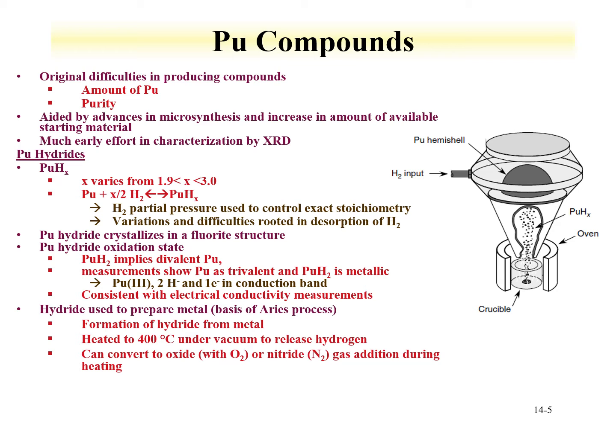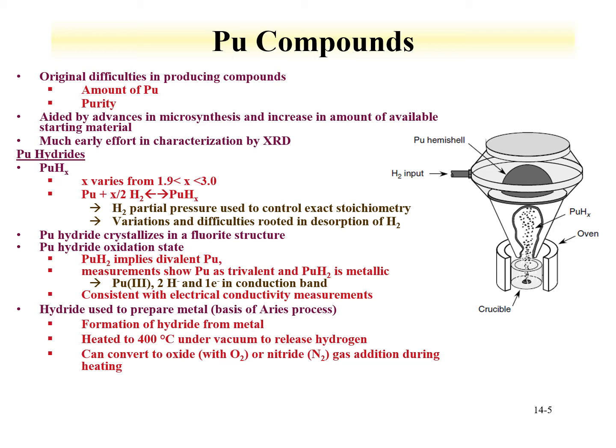If you remember, in the first lecture of this plutonium series, we talked about purifying plutonium metal. So a lot of effort has gone into producing pure plutonium compounds used for materials. And much effort, particularly early effort, compounds were characterized by X-ray diffraction. So a very simple compound, and one that we've already talked about, is the hydride. Plutonium hydride can be formed by the reaction of plutonium with hydrogen. We get PuHx, where x varies from 1.9 to 3. The hydrogen partial pressure can be controlled to develop the exact stoichiometry of the final product.